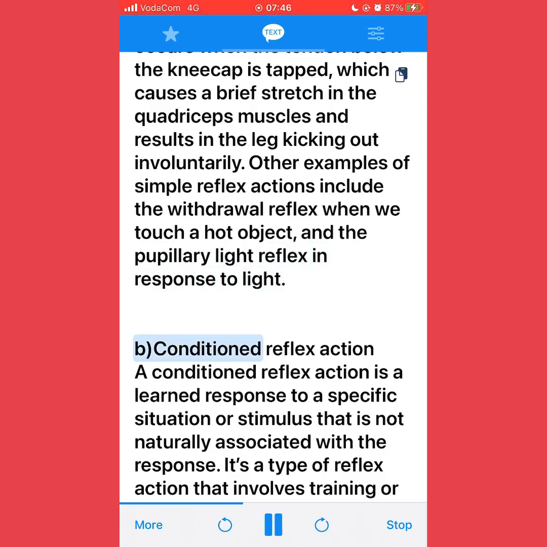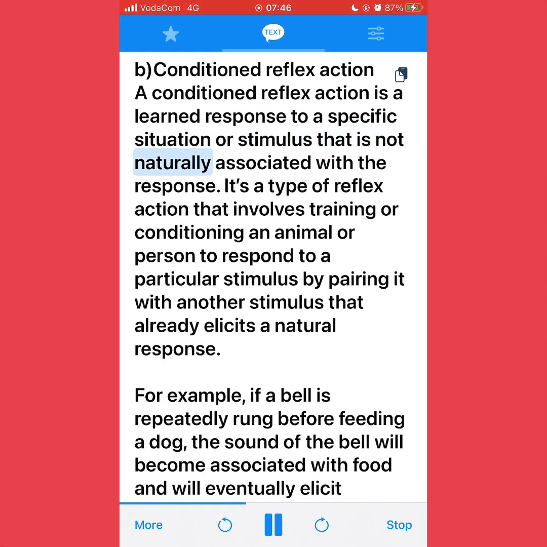B. Conditioned reflex action. A conditioned reflex action is a learned response to a specific situation or stimulus that is not naturally associated with the response. It's a type of reflex action that involves training or conditioning an animal or person to respond to a particular stimulus by pairing it with another stimulus that already elicits a natural response.